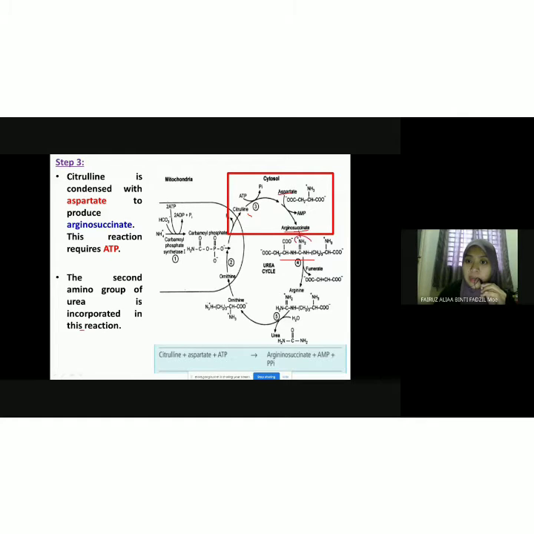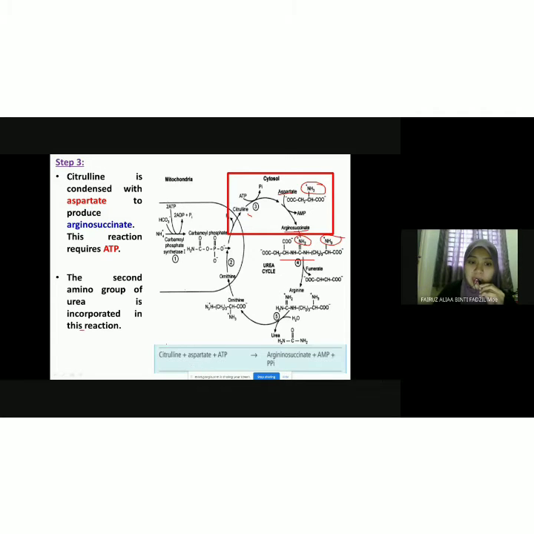We have 2 amino groups here. We see here 1 and 2, right? So one amino group comes from the ammonia, where the ammonia comes from the deamination just now, and then the next amino group comes from the aspartate here. This is the aspartate. They have the amino group here. So they donate the second amino group of the urea.